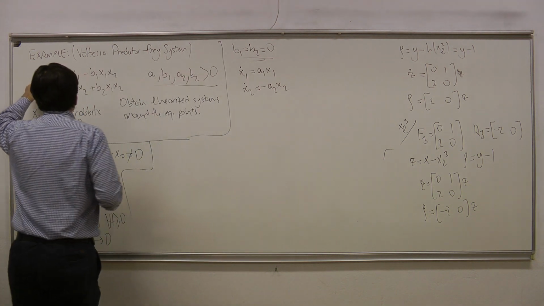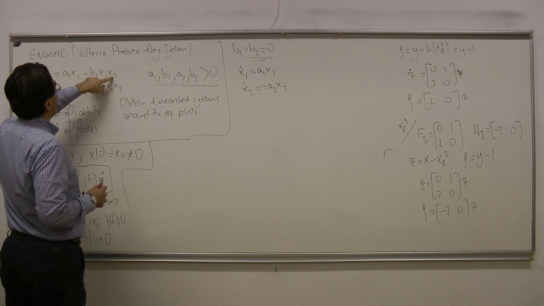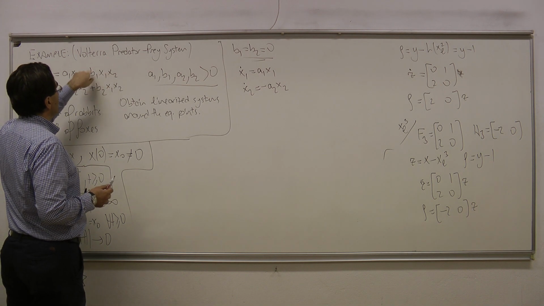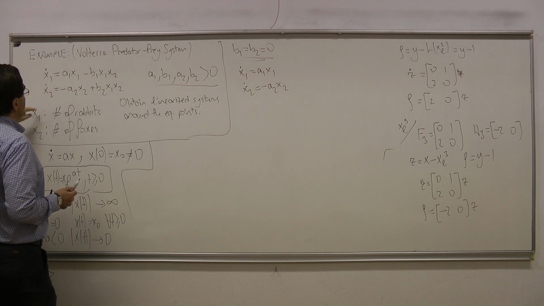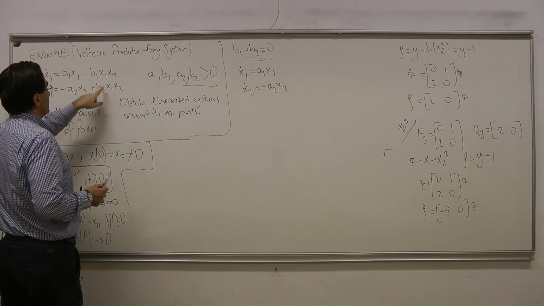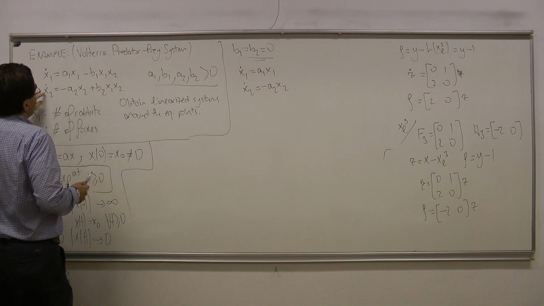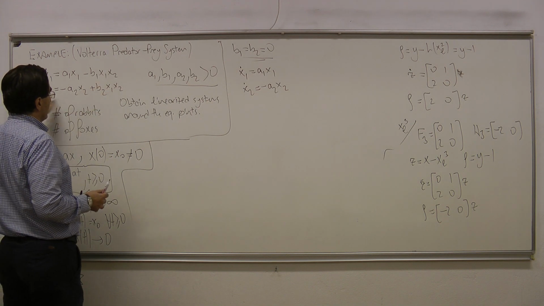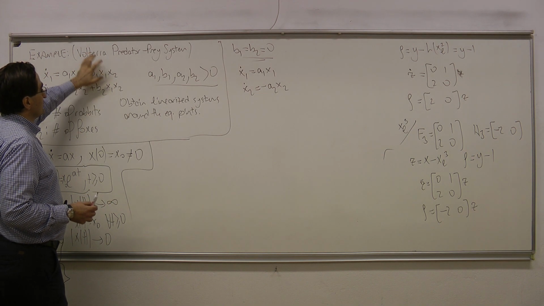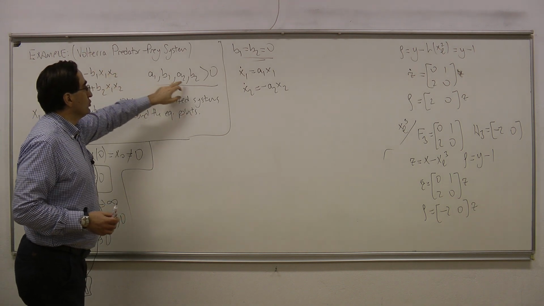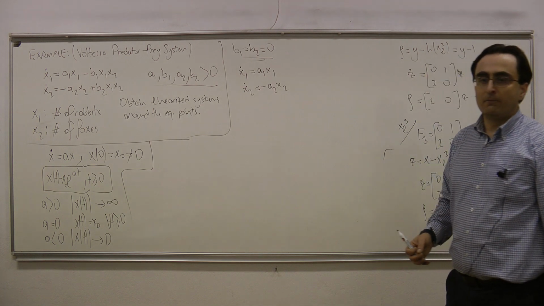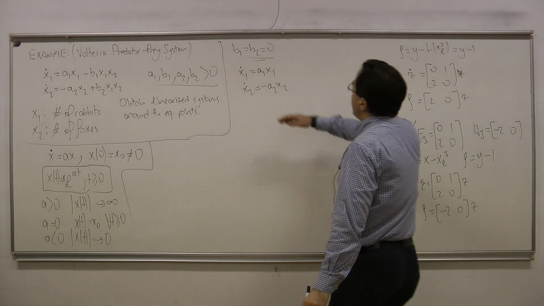Why is that? Because x1 dot is a function of x2 here, as you see. This term represents the interaction of rabbits with the foxes. On the other hand, this term in the second differential equation represents the interaction of the foxes with the rabbits. Now I'm removing these interactions by assuming B1 and B2 are both equal to 0. In that case, what is happening?